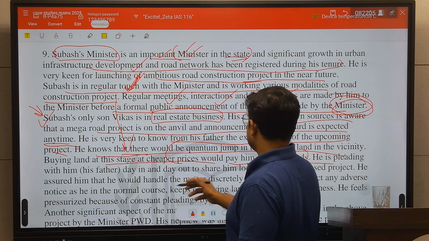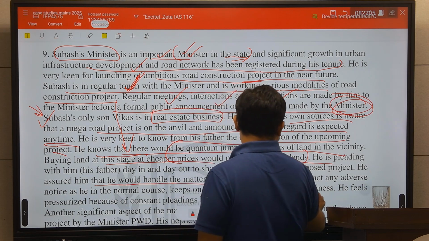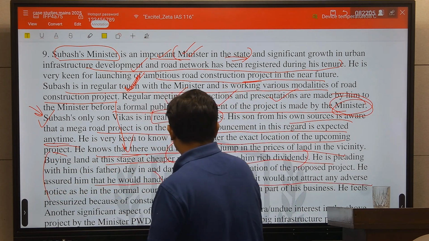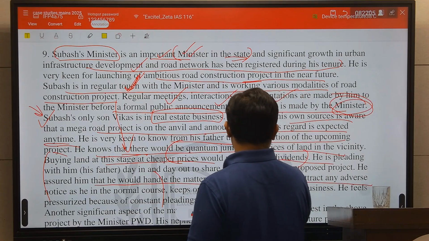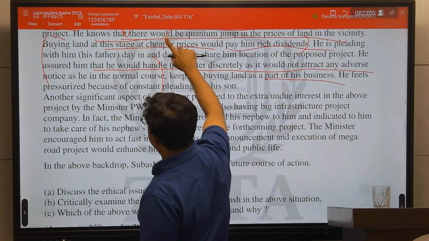He is pleading with his father day in and day out to share the location. He says he would handle the matter discreetly. He is even giving a way out, that nothing will come out in the open, and he will keep the land as a part of his business.